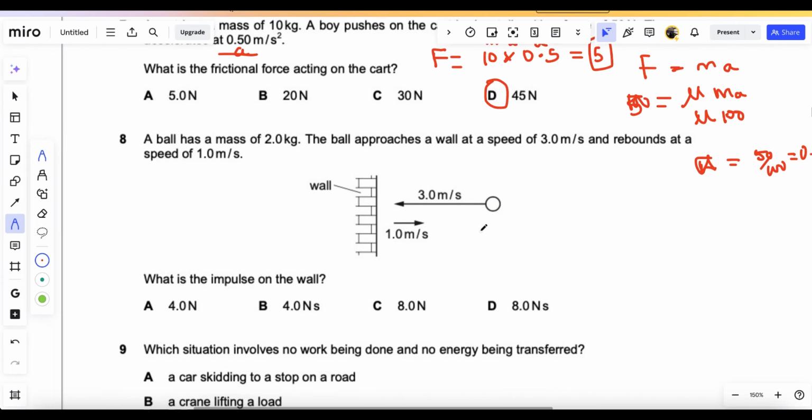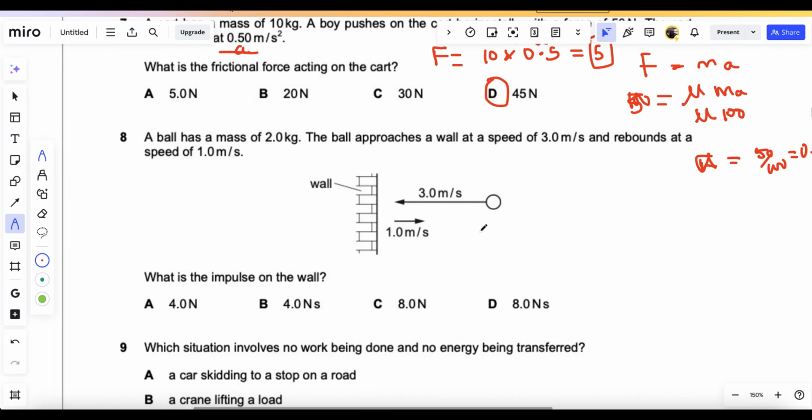Now we move to question 8. What's our question 8? Question 8 says that a ball has a mass of 2 kg, and the ball approaches a wall at a speed of 3 meters per second and rebounds at a speed of 1 meter per second.